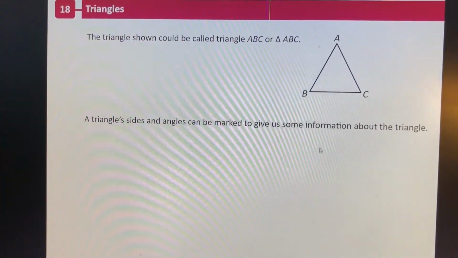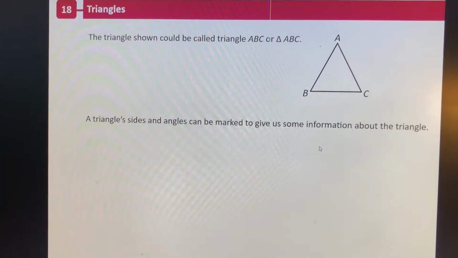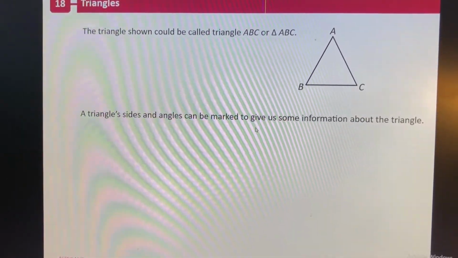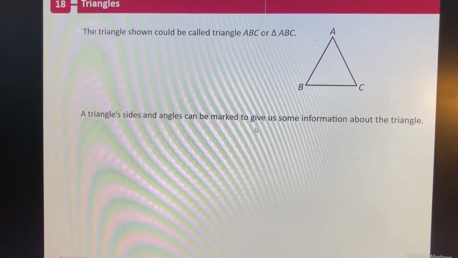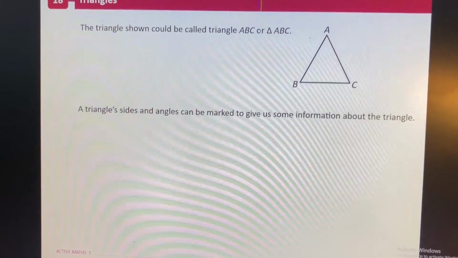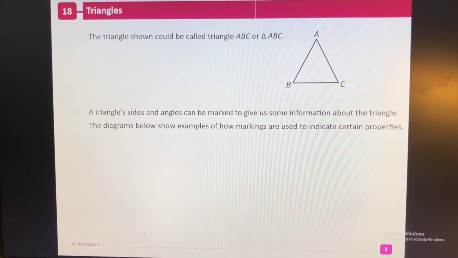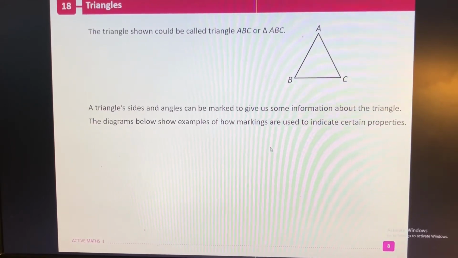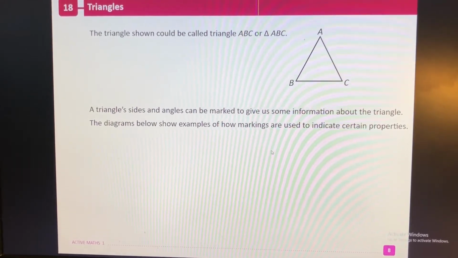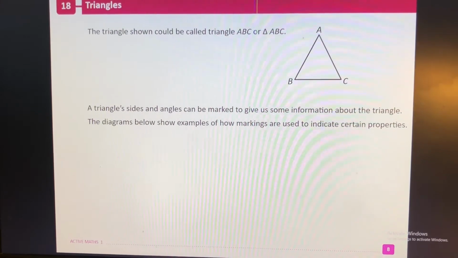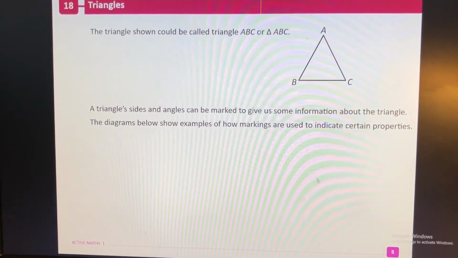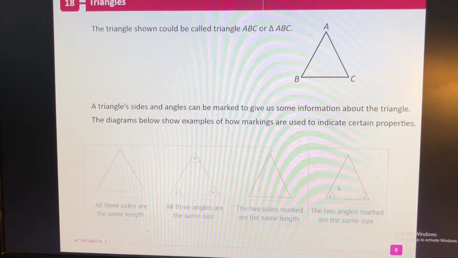Okay, now there's some things about triangles that we already know. For example, we can mark their sides and angles to help us know a little bit more about what type of triangle it is. Okay, so we're going to look at some diagrams below to look at some examples of how some markings that I was talking about can be used to indicate certain properties on triangles.